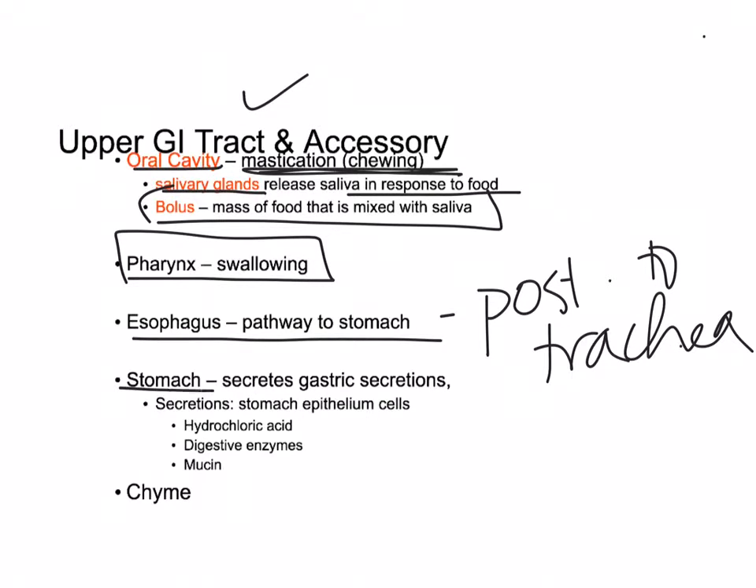Okay, now the stomach is going to secrete gastric secretions, which come from the epithelial cells, so hydrochloric acid, some digestive enzymes, and then this mucus that's called mucin. When that mixes with the bolus, that becomes chyme.